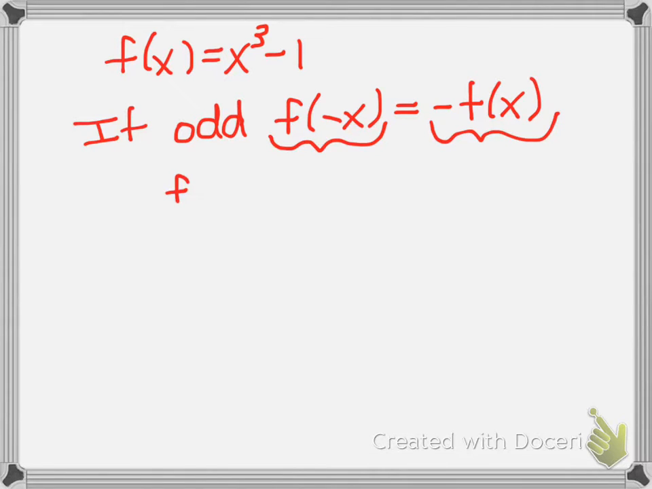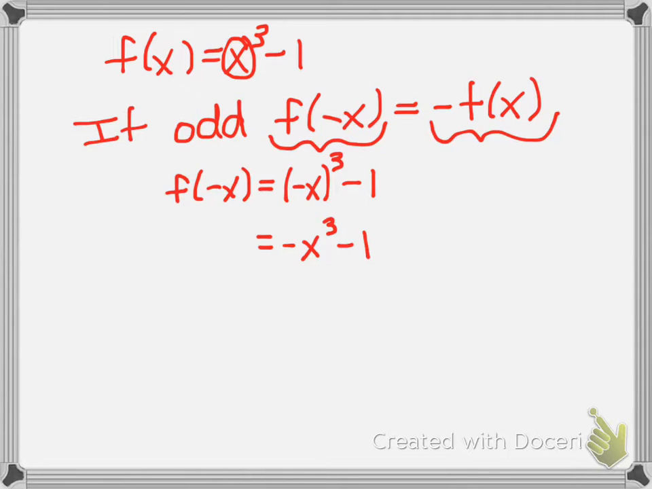So if I did f of negative x, I'm going to plug negative x into the equation. So I replace x with negative x, and it gets cubed, and then a minus 1. And this time, though, I'm cubing that negative. Well, cubing a negative leaves it negative. So I don't need the parentheses anymore. It's just going to be negative x cubed minus 1.